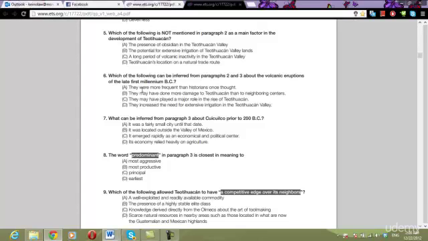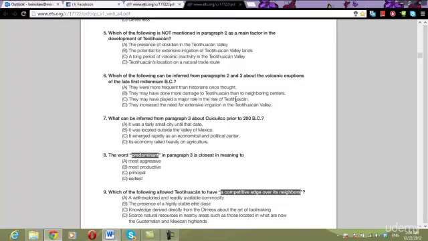Our inference here. They were more frequent than historians thought. Our magic sentence says nothing about that, so I know it's wrong. They may have done more damage to Teotihuacan than to neighboring centers. Our magic sentence says nothing about that. They may have played a major role in the rise of Teotihuacan. That is our answer right there.